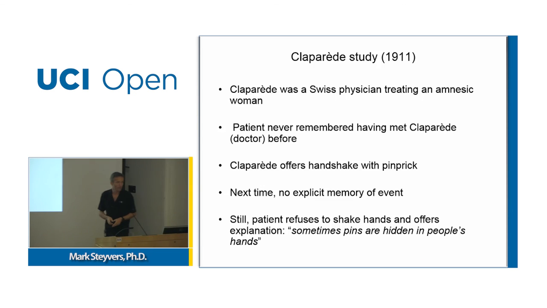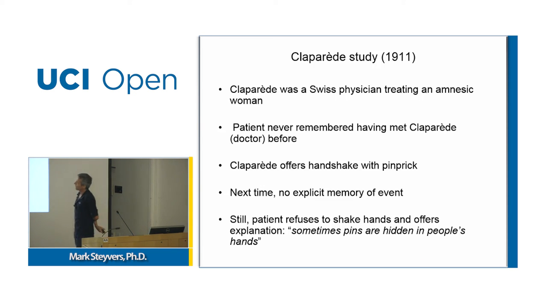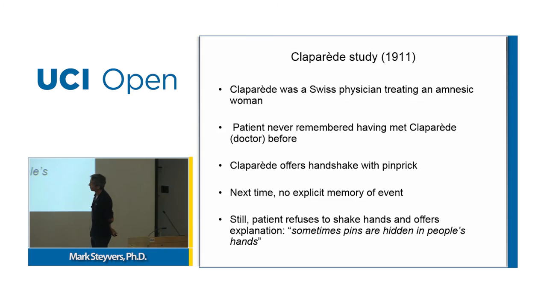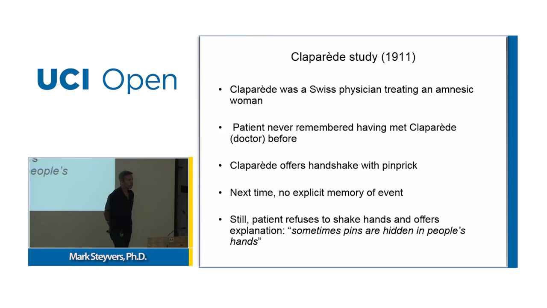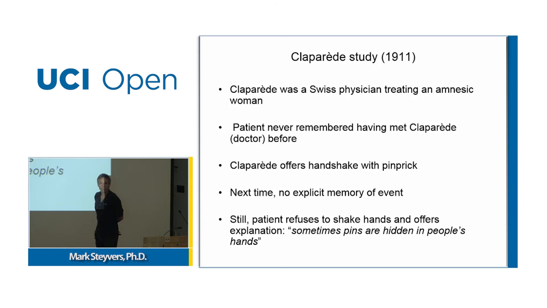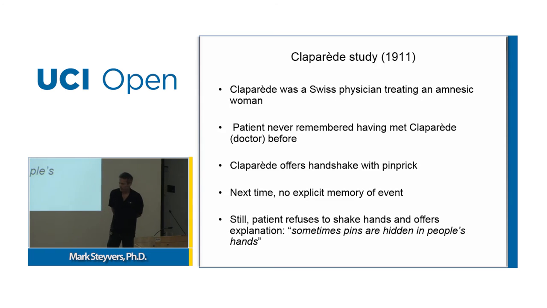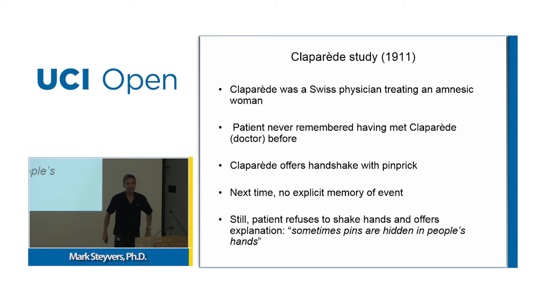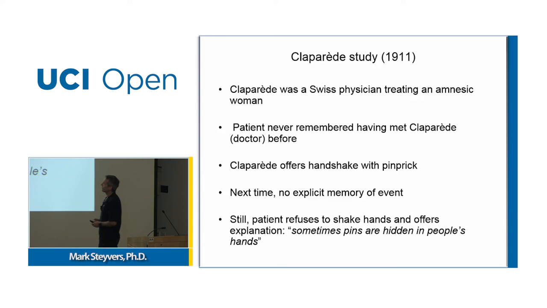Okay, here's another famous experiment that demonstrates implicit memories. This is from a Swiss physician, Claparède, who was treating an amnesic woman. I believe she was a Korsakoff patient, so a severe alcoholic. And Claparède was seeing this patient on a daily basis. But every time this patient came in, she didn't remember the doctor. And he was a little puzzled, like, does she really not remember me? What does she remember? Is there anything she can learn? So once, he offered his hand, and he was hiding a pin in his hand, and she shook his hand. It was a painful experience, a very unethical experiment. It was 1911. He could do a lot of things in that day.